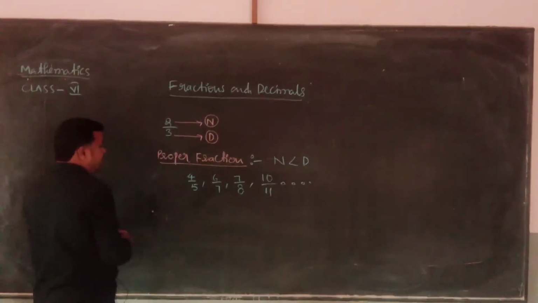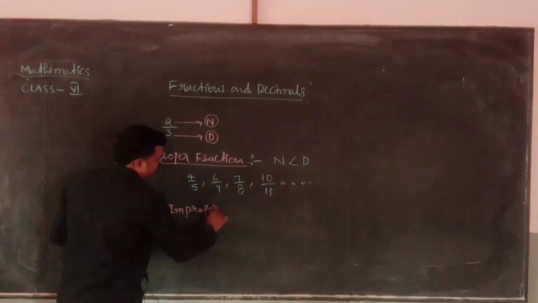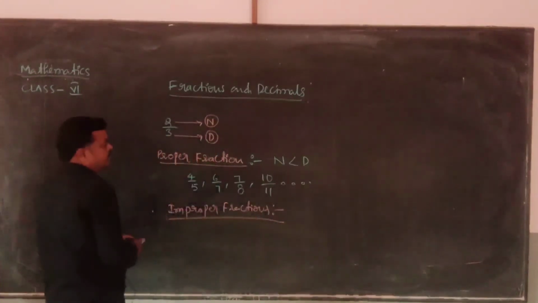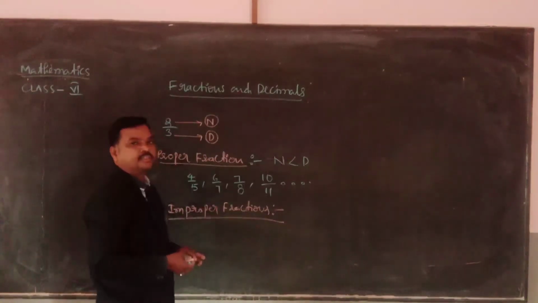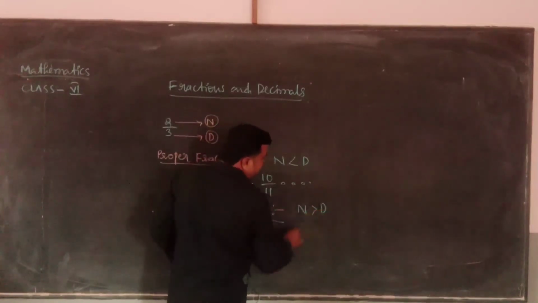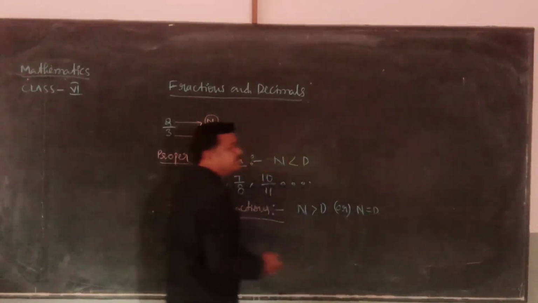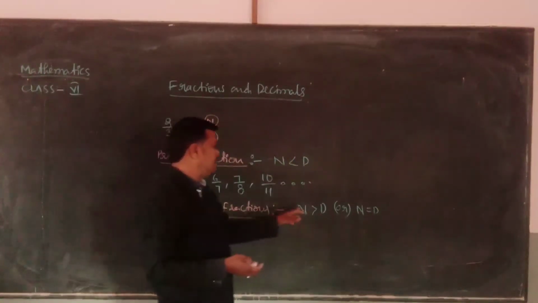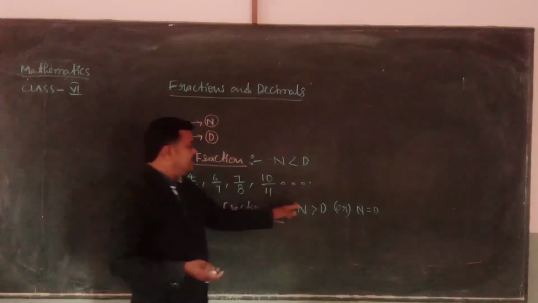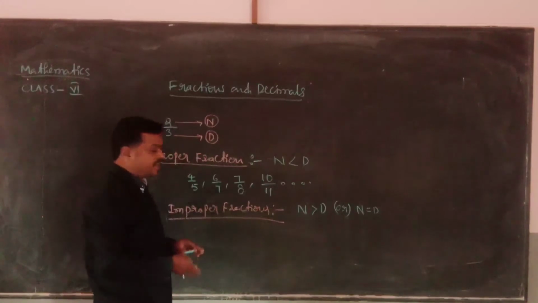Second one is improper fraction. What is the meaning of improper fraction? In a fraction, if the numerator is greater than the denominator, or the numerator is equal to the denominator, it is called an improper fraction. N means numerator, D means denominator.